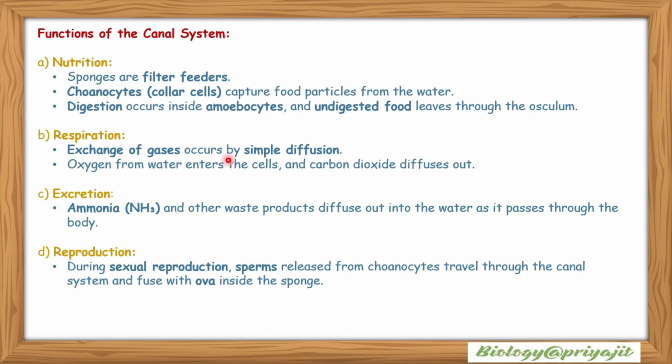Respiration. Exchange of gases occurs by means of simple diffusion. Here oxygen from water enters the cells and carbon dioxide diffuses out. Excretion. Ammonia, or NH3, and other metabolic waste products diffuse out into the water as it passes through the body. Reproduction. During sexual reproduction, sperms are released from choanocytes and travel through the canal system and fuse with ova inside the sponge body.